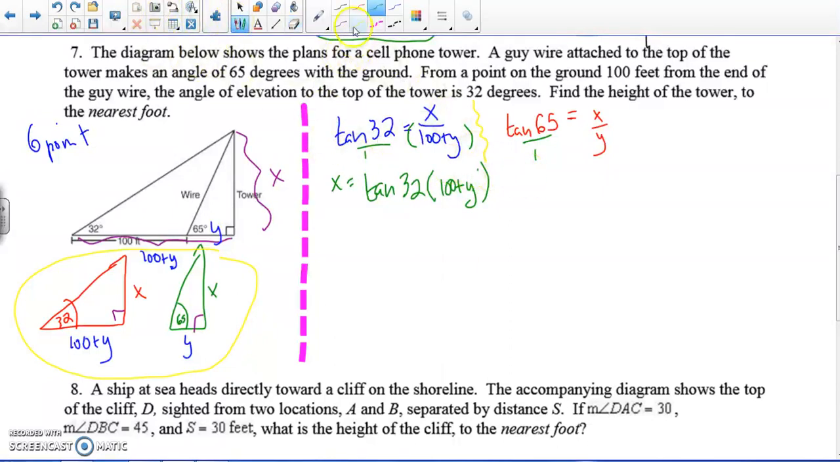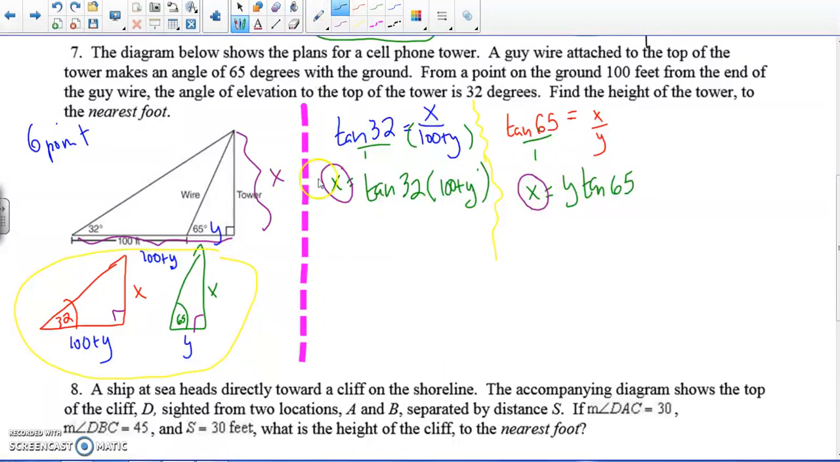Now we'll go to the other side. We cross multiply, and we get again x equals, and in this case it's just y times the tangent of 65. So that one's a little easier to work with. All right, so now you think back to last year, we actually have a system of equations now. So on this side of our line, we have x equals this stuff. On the other side of our line, we have x equals this stuff.